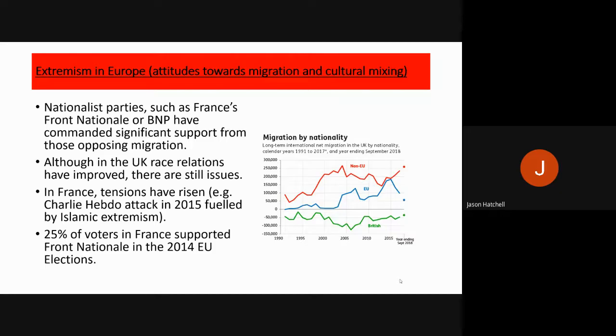And in the UK, we have seen, particularly over the last 100 years, race relations dramatically improving, although there are still issues, because we can see that in the support of some parties who are anti-migrant and potentially racist as well.